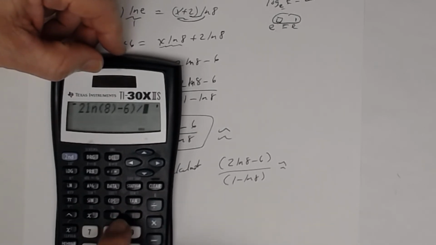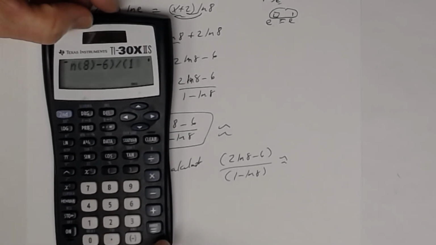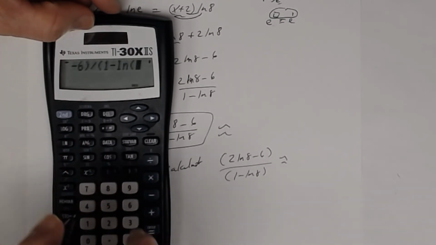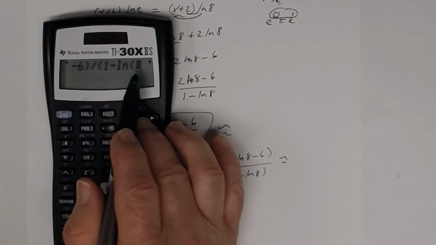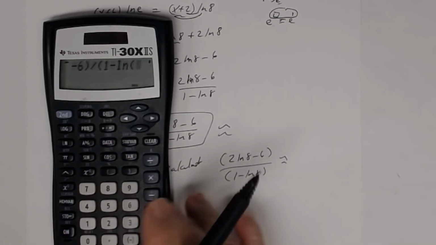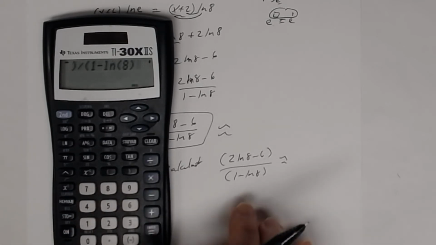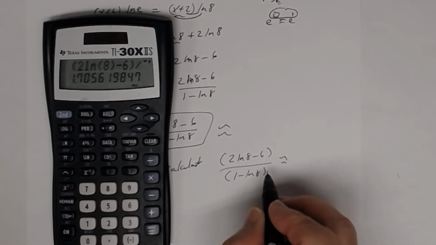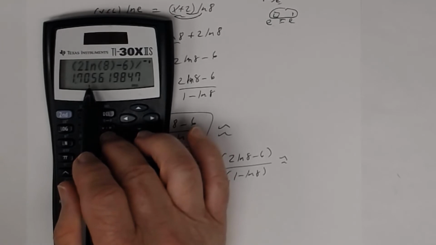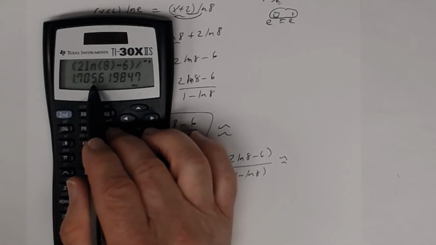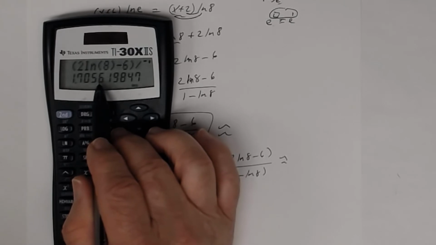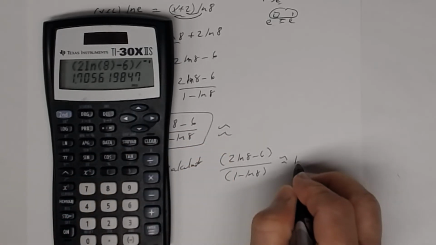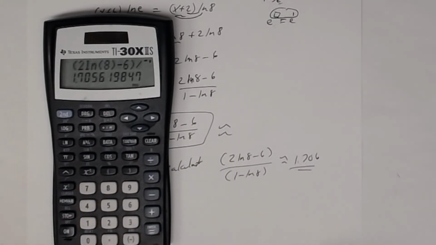Divide by parentheses 1, and then minus the natural log right here of, now notice, remember, put the parentheses here, right? So you've got to close that parentheses. Put 8 there, close it, and now you need to close that outer parentheses right here. Press equal, and that is approximately equal to, remember, 3 decimal places, so the thousandths place. So the 5 is in the thousandths place, so I've got to look at the next digit. Since that is greater than or equal to 5, this 5 becomes 6. So 1.706. All right?